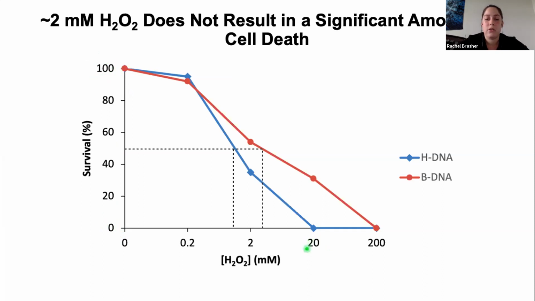As you can see, 20 millimolar and 200 millimolar resulted in complete cell death, and 0 millimolar resulted in no effect at all, which we expected since there was no stress added, so we do not expect cell death to occur due to stress. Now, as we can see for HDNA, the blue line, the 50% survival was found to be approximately 2 millimolar. Similarly, with B-DNA in the red line, we found that it also correlates to about 2 millimolar.